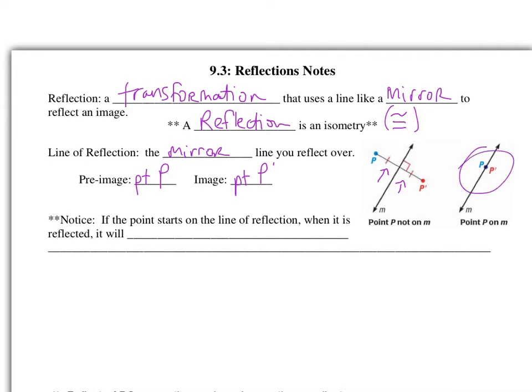And if you notice about the second one, if our point P starts on the line of reflection, then after it's reflected, it will still stay on that same line. Since it starts 0 units away from the line because it's right on the line, it stays 0 units away after being reflected.